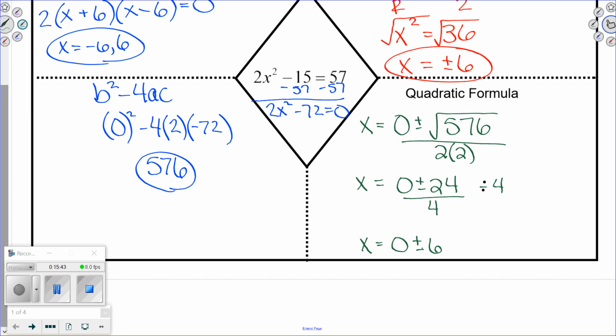So what's 0 plus 6? 6, and 0 minus 6 is negative 6. I don't know what it is about the 0. It's like this magical, weird thing that people just don't know what to do with.